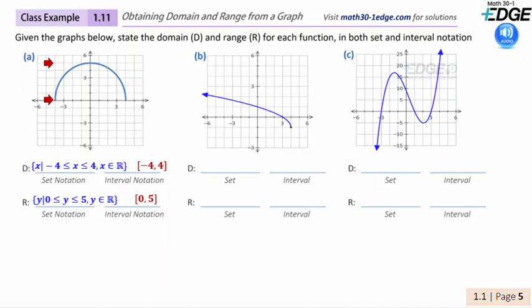For the range, we identify the lowest height of the graph as being 0 and the highest as being 5. Note in both instances of set notation, we specify that x or y is an element of the real numbers.